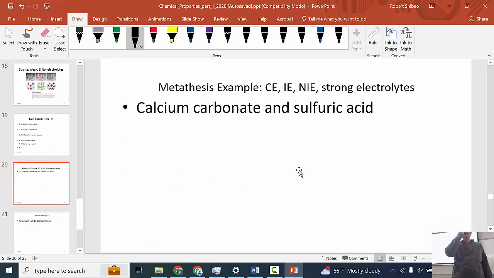All right, so the first one we're going to do is calcium carbonate and sulfuric acid. Here we want to write the complete equation. C stands for the complete equation. And then we want to write the ionic equation. And then we want to write the net ionic equation. So of calcium carbonate and sulfuric acid, that's one.